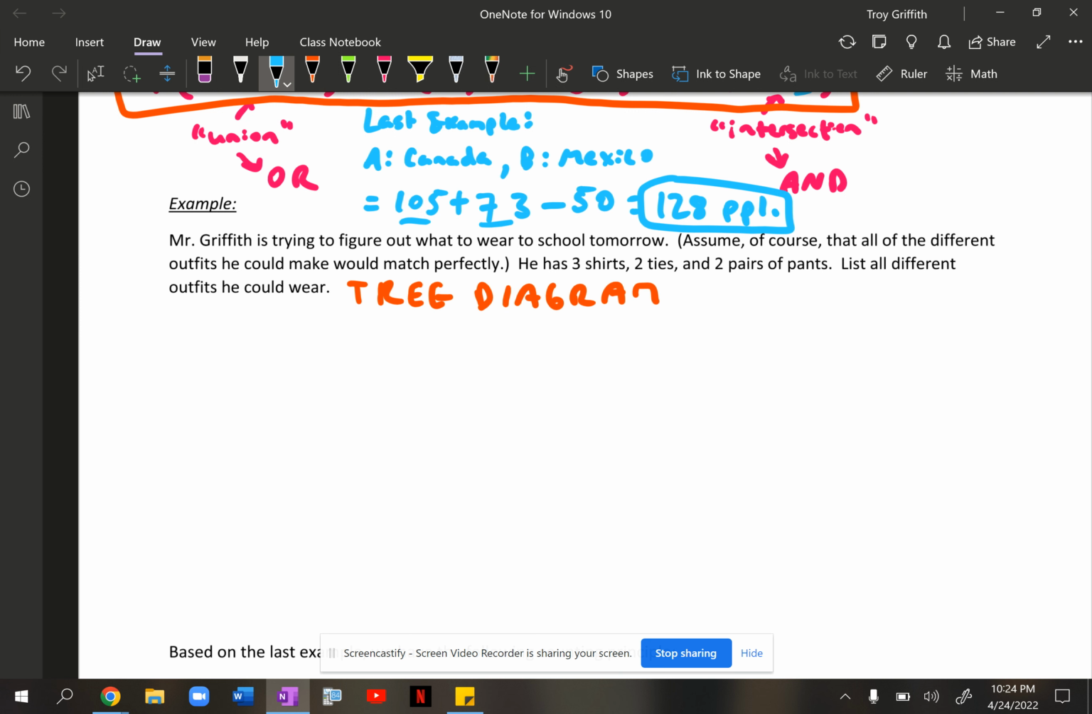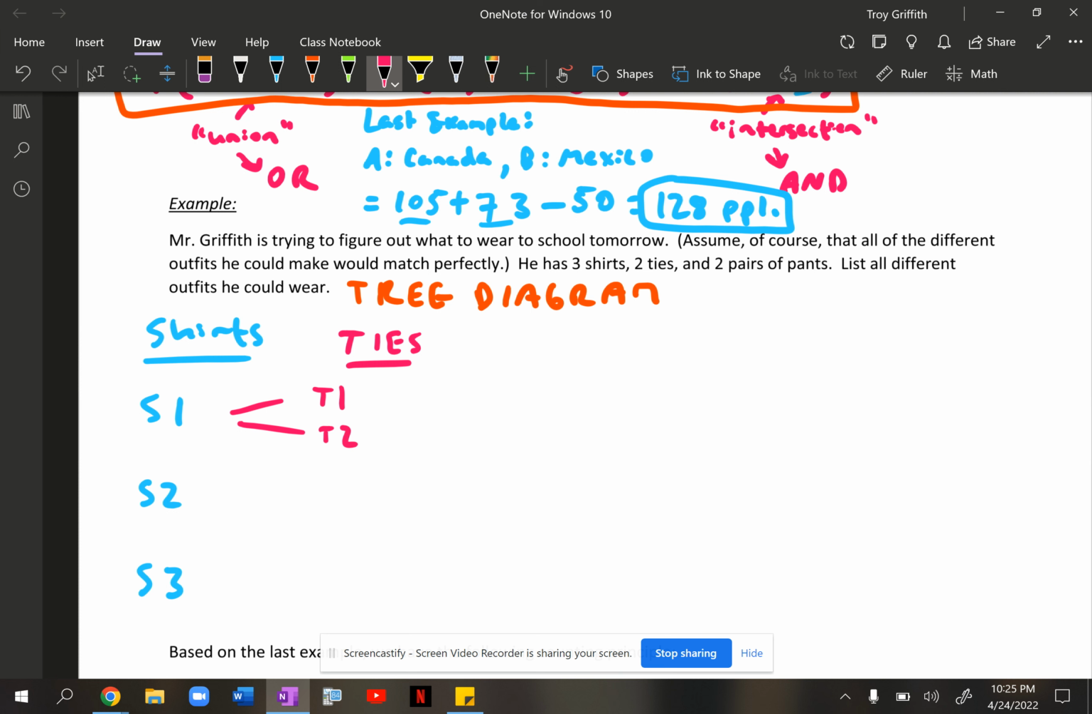Okay, so if you think about a tree diagram for this, let's start out with the shirts. So with the shirts, I have shirt 1 that I could use. I have shirt 2 that I could use, or I have shirt 3 that I could use. Okay, pretty straightforward. All right, now next up, let's go to the ties. Now branching off of each shirt, I have two options for ties. I could either wear tie 1 or tie 2. Okay, so I could go shirt 1, tie 1, or I could go shirt 1, tie 2. I could go shirt 2, tie 1, shirt 2, tie 2, or I could go shirt 3, tie 1, or shirt 3, tie 2. Okay, so if you think about it at this point, we have 6 different outfits.